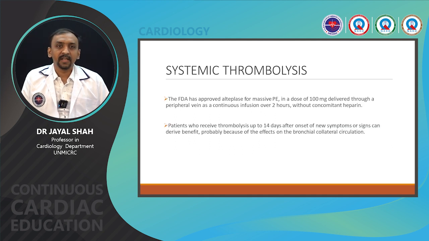So FDA has approved the usage of alteplase for massive PE in a dose of 100 mg, which is delivered through a peripheral vein as a continuous infusion over 2 hours, and patients who receive thrombolysis up to 14 days after the onset of symptoms can derive benefit, probably because of its effect also on the bronchial collateral circulation.